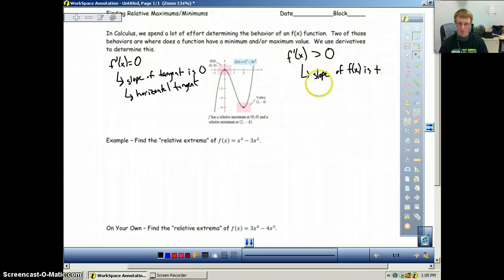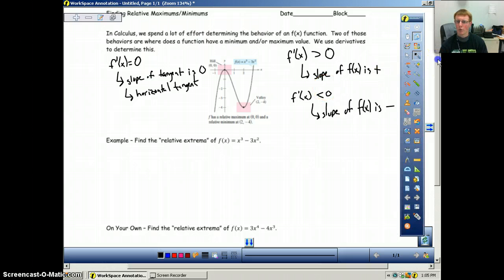Remember, derivative means slope of f of x. Derivative is slope of f of x. If the derivative is greater than 0, the value of it, then that means that it's going to be positive. If f prime of x is less than 0, then that means the slope of f of x is negative. That's just a basic overview of derivatives and how they work. I know that we've talked about this in class a little bit. So let's get into what we're going to actually do.